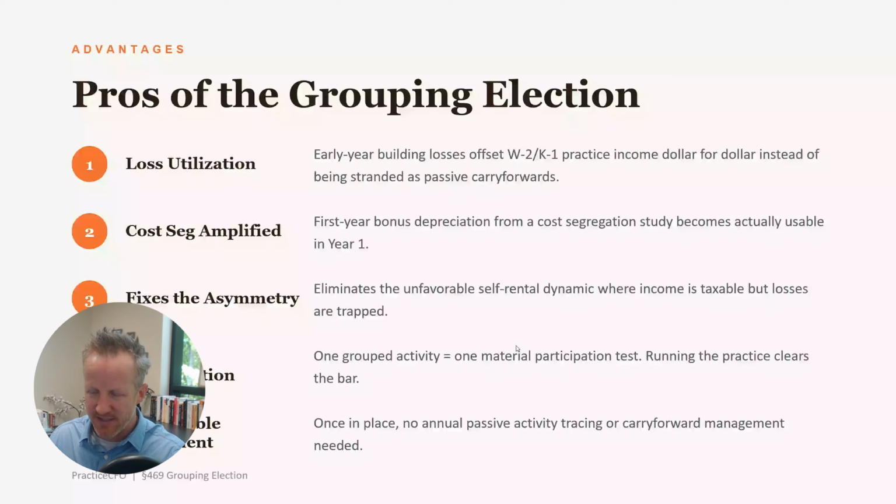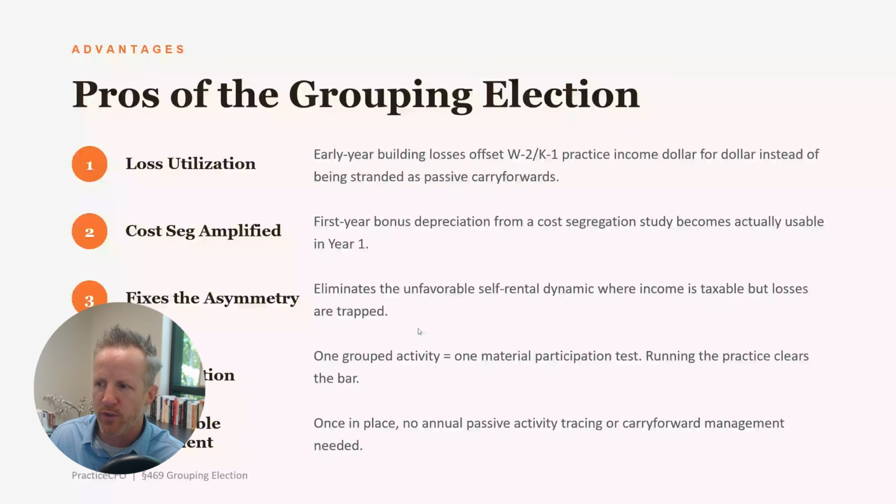And when they're both non-passive, now you can take those losses from your building LLC and again offset the W-2 and K-1 from your S corporation. Sorry if I repeat myself, but this is a complicated subject. So it fixes that asymmetry. It eliminates the unfavorable self-rental dynamic where income is taxable, but losses are trapped. Let me say that again. This fixes the asymmetry when you elect the grouping. It eliminates the unfavorable self-rental dynamic where income from that rental LLC is taxable, but the losses are trapped and not deductible until future years.